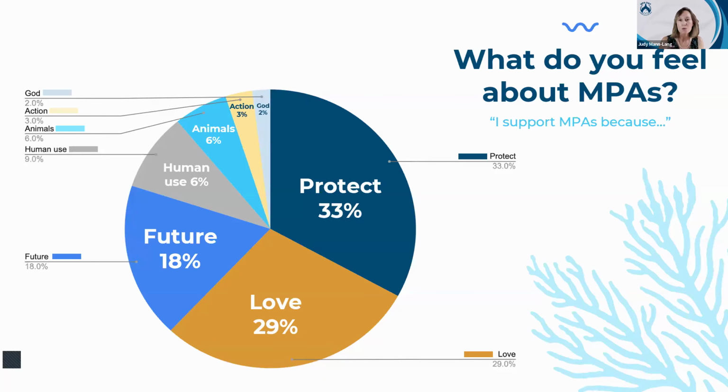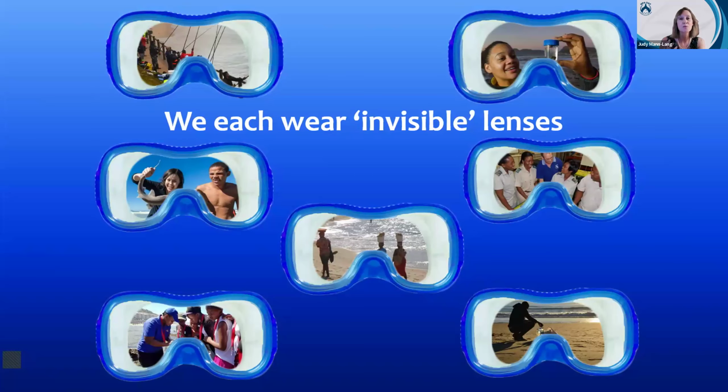So these answers were starting to help us work out how we frame our communication for the MPAs. But ultimately, the lesson we learned is that we all wear invisible lenses. Some people look at MPAs as incredible places of biodiversity that are worth protecting. Other people look at MPAs as areas where you can't do anything, where they've just shut us out. And even other people look at it as being places that have taken away traditional livelihoods, access to resources.